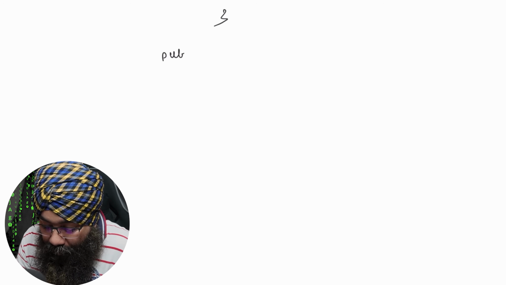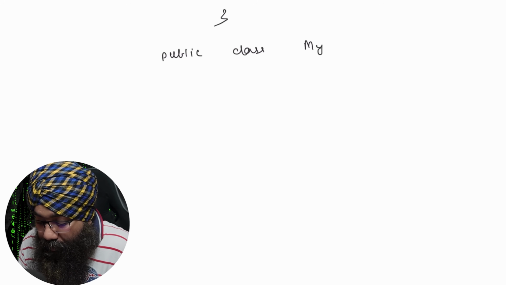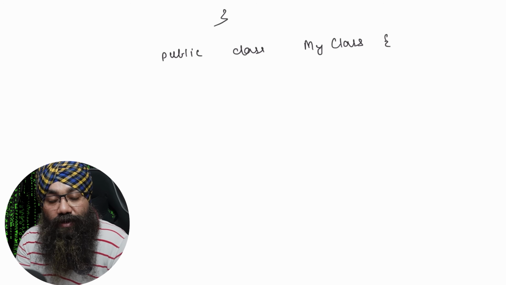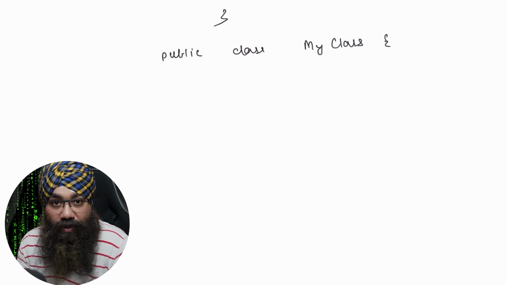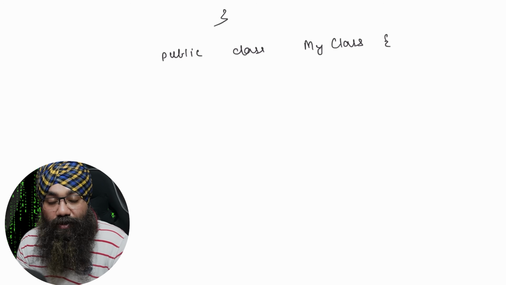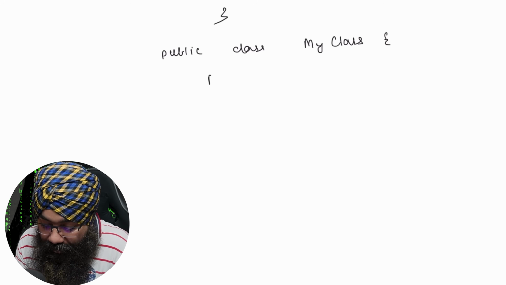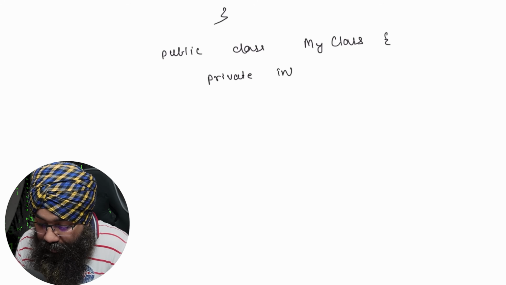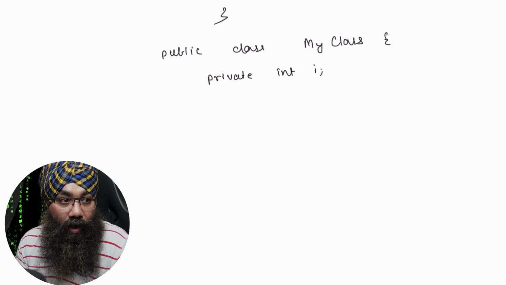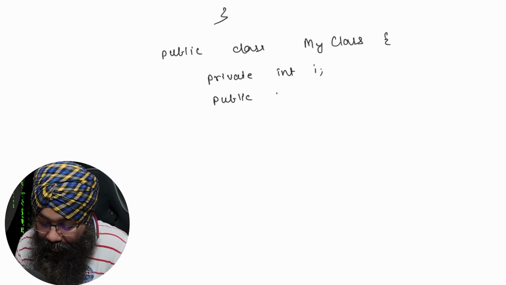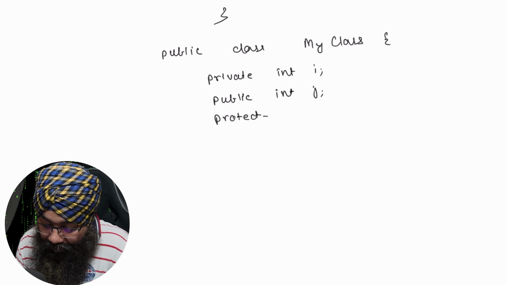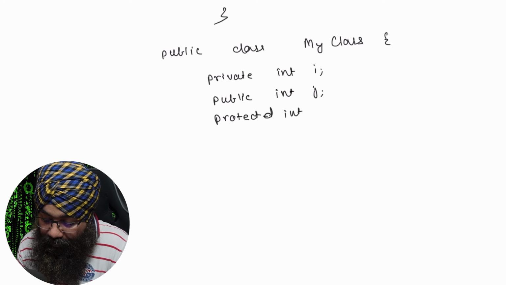Now let's talk about declaration. Suppose we have public class WriteClass. This class can have some data members as well. We saw that they can have methods, but not just methods. They can have some data members as well. For example, it can have a private int, we can call it i. Again, it can have a public int as well, we can call it j. Again, we can have a protected int as well, we can call it k.